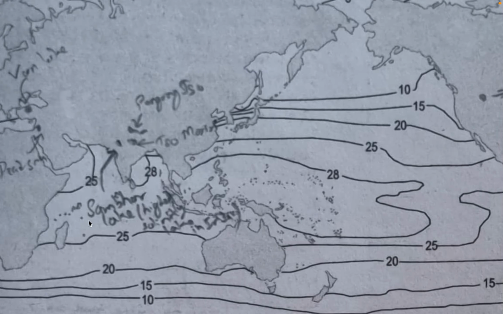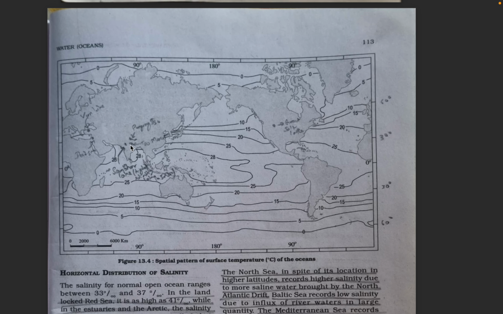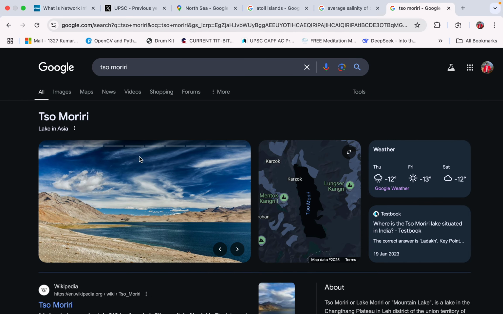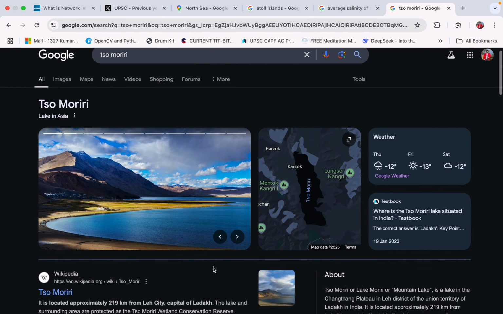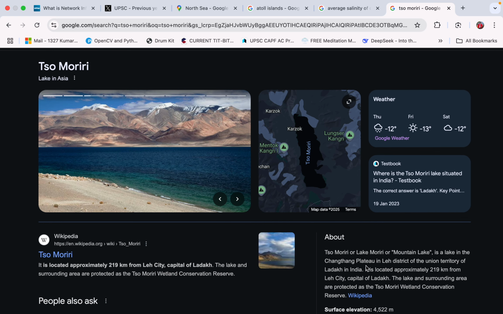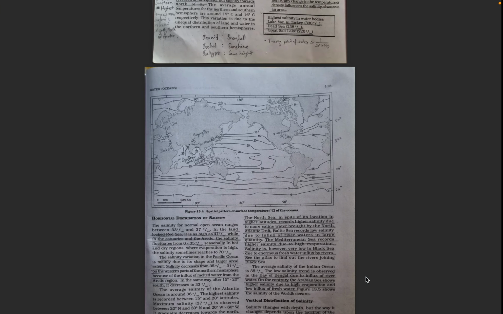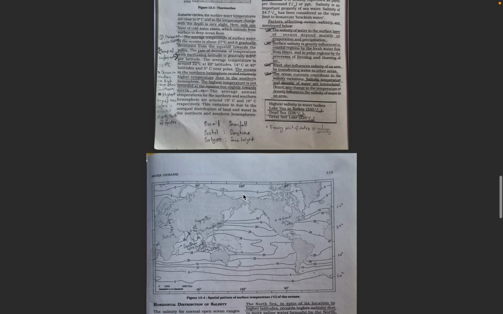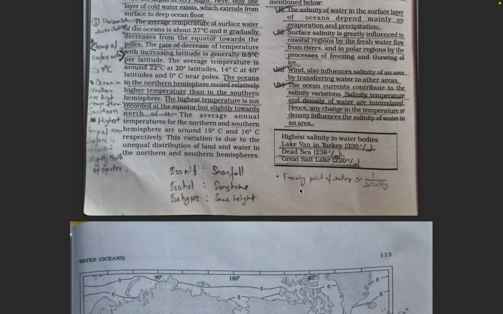And this is the Sambar Lake, the highest saline lake in India. It is located in Rajasthan, west of Jaipur. Okay, it is related. Pangong Lake is located in Ladakh only. And the freezing point is inversely proportional to salinity.